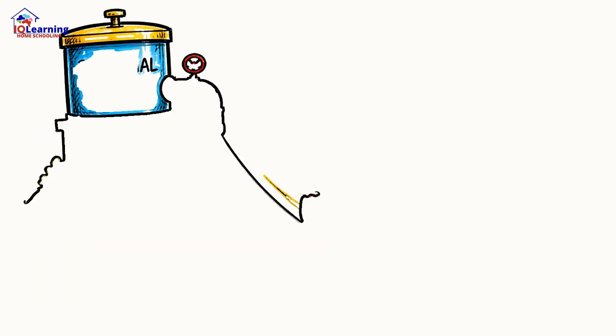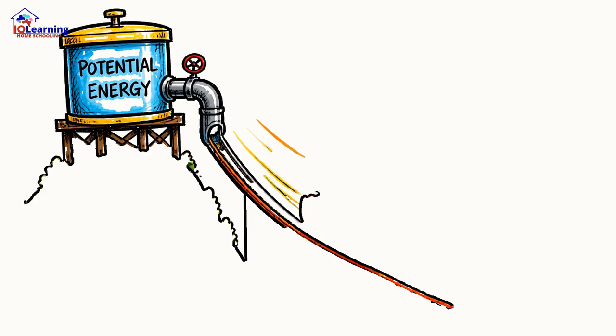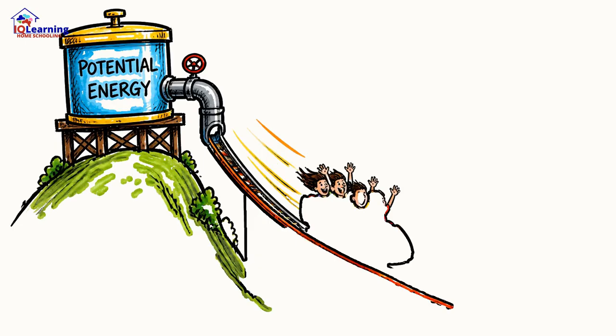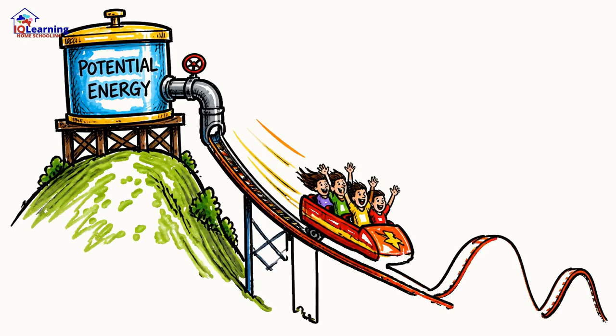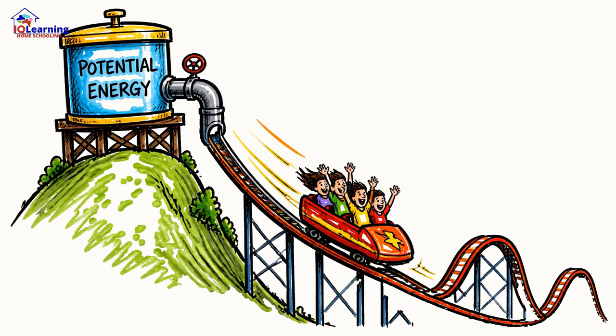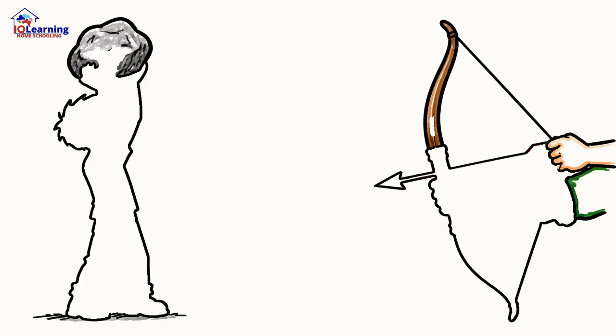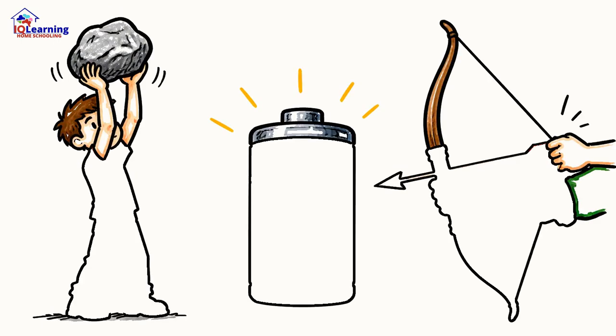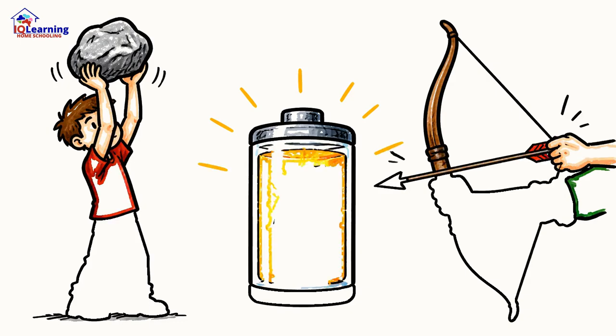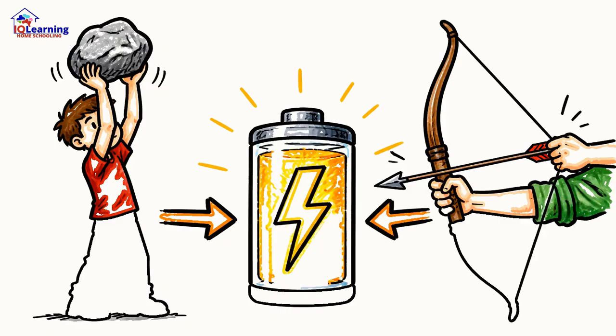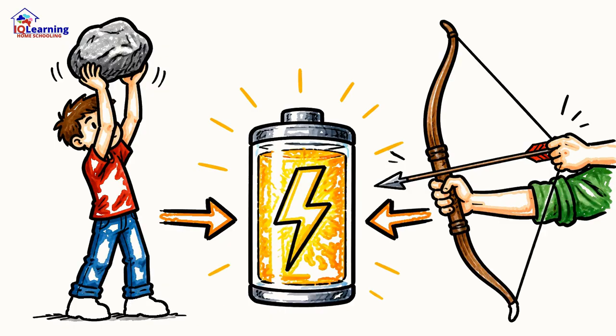So where did that roller coaster speed come from? It came from its savings account, potential energy. This is the invisible reservoir of strength stored in an object's position or condition. When you lift a rock against gravity, you're packing it with gravitational potential energy. When you stretch a bowstring, you're loading it with elastic potential energy. It's the power waiting to be unleashed.